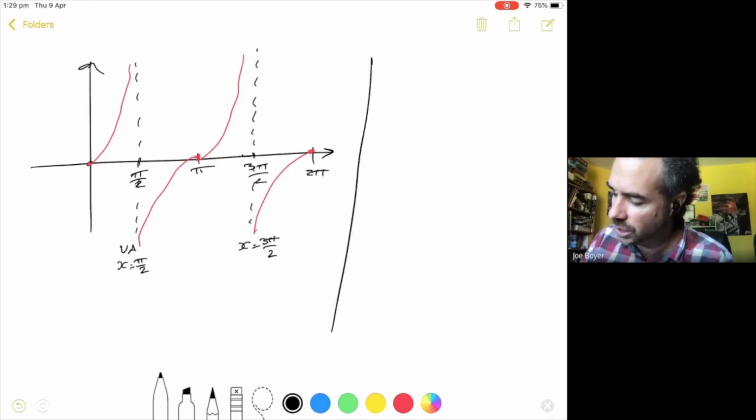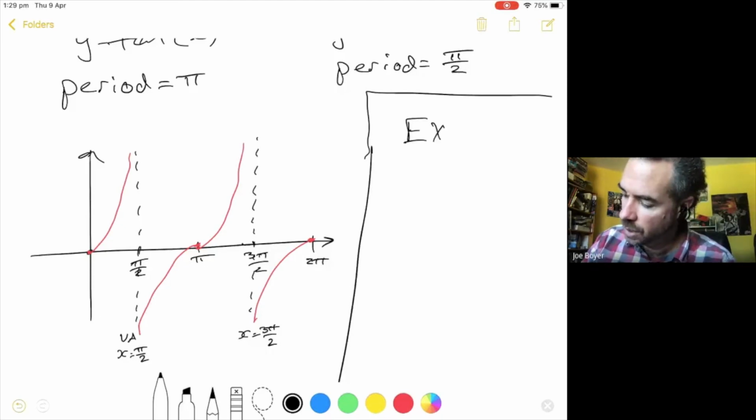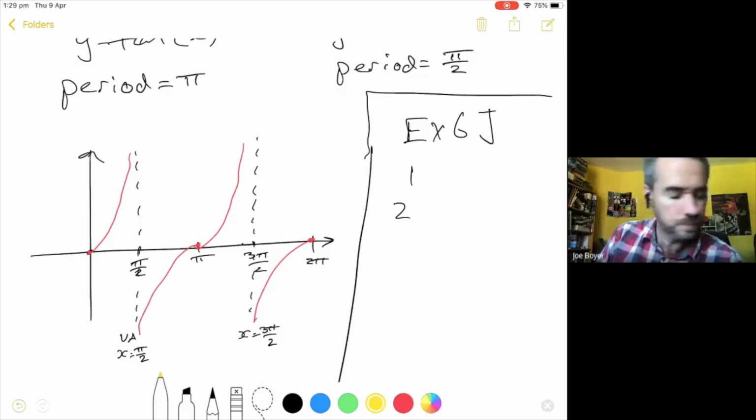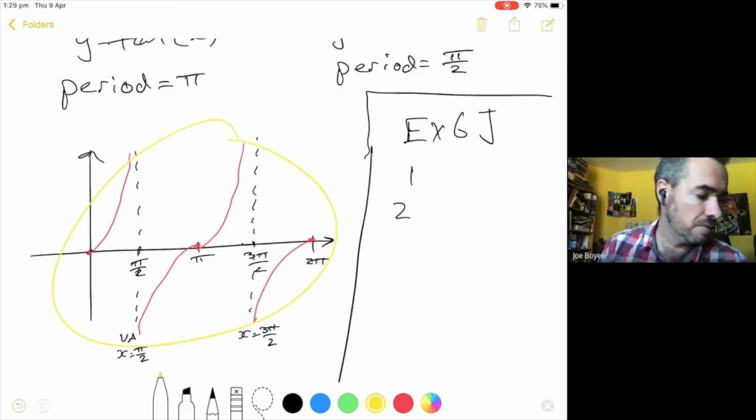But based on just what we've talked about, you do have enough understanding to work on exercise 6J. We're going to sketch the graphs. Question 1 and question 2 are just on sketching really basic tan graphs like this one here. So I want you to do that without me formally teaching the sketching the tan graph process.